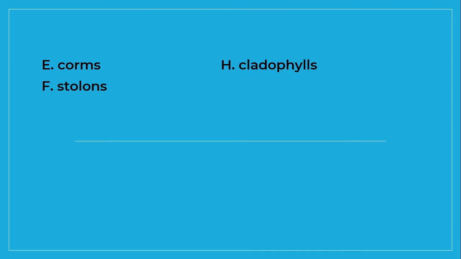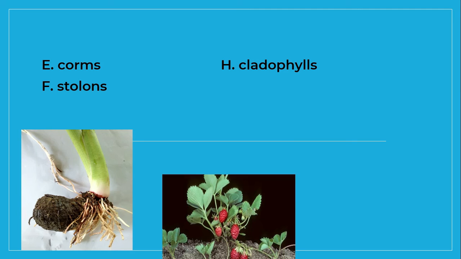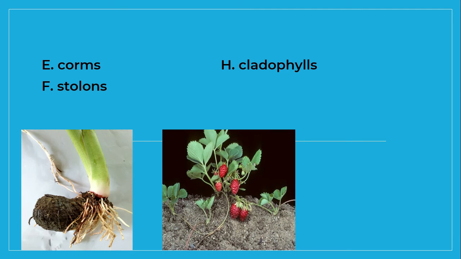And we have what we call the corms. The function of the corm is to protect the juvenile tissue until spring. It is also for vegetative propagation and food storage. Example niyan is yung mga gabi or the taro plant. Then we have the stolons. This is a modified stem for vegetative propagation with horizontal above ground stems. Example nito is yung mga strawberry.